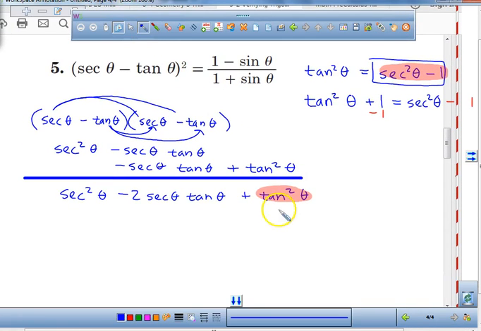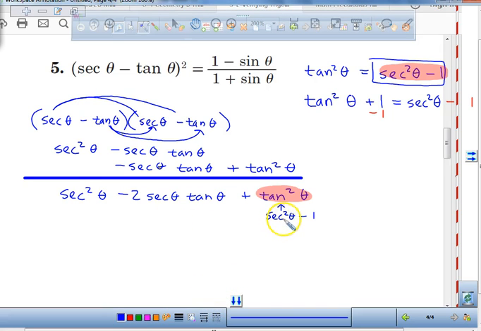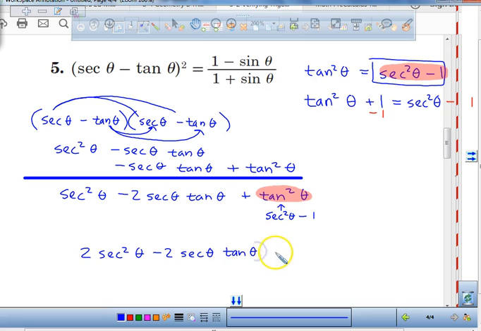So I'm just going to put a little arrow right here. I'm going to write, this means what? Secant squared theta minus 1. Now, look over here. How many secant squared thetas do we have now? We have 2. So I'm going to write, now we have 2 secant squared thetas minus 2 secant theta tangent theta. And I put a minus 1 at the end.